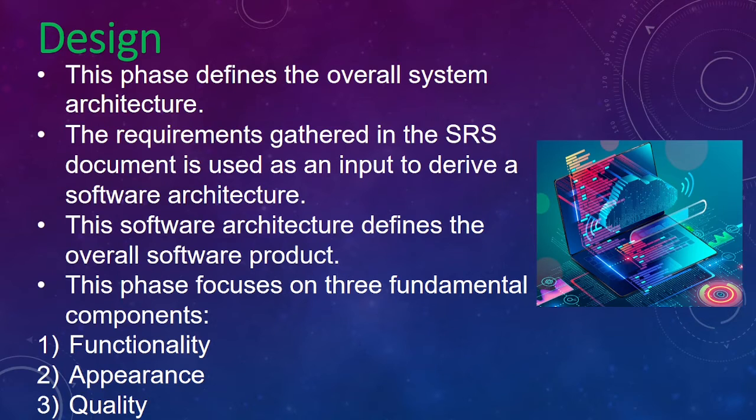The next phase is the design phase. So the input in this phase is the SRS document made in the previous phase, and the output of this phase is the software architecture. The software architecture defines the overall software product. So this phase contains three fundamental components through which the software architecture is developed from the SRS document. We have functionality, appearance, and quality.